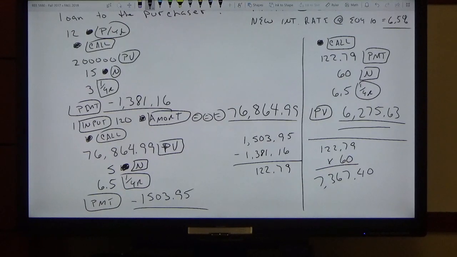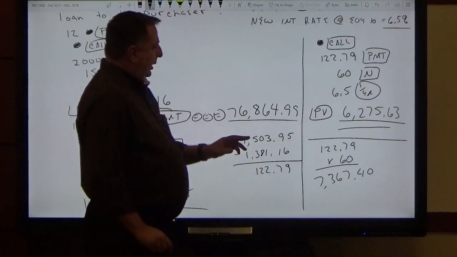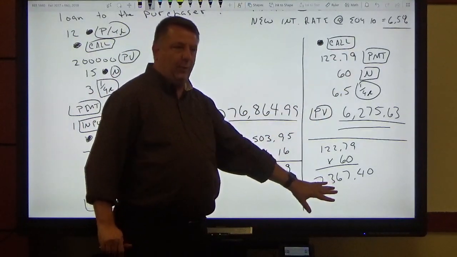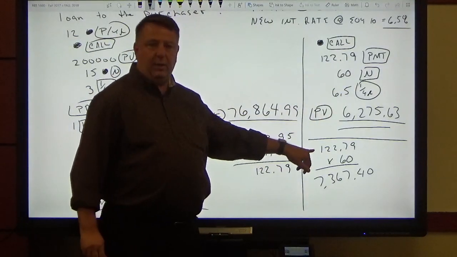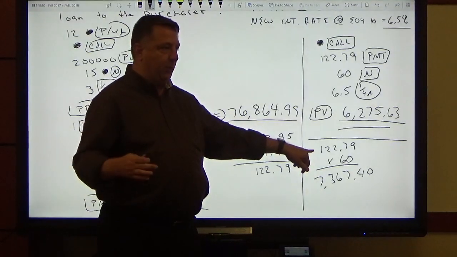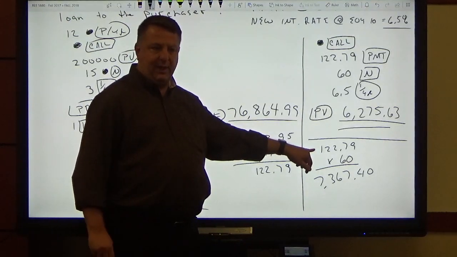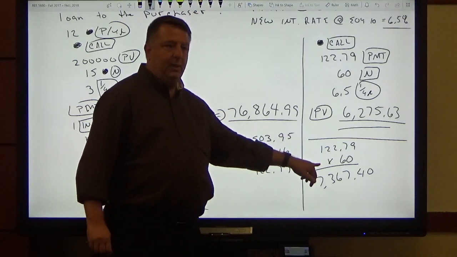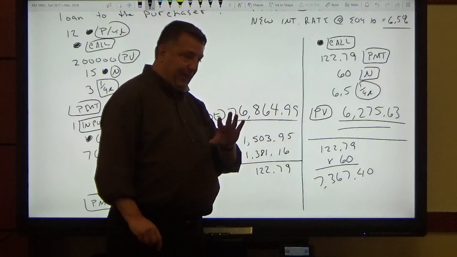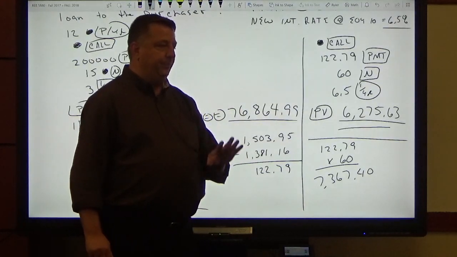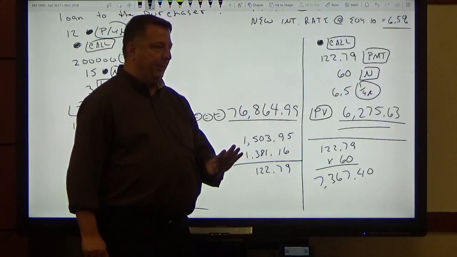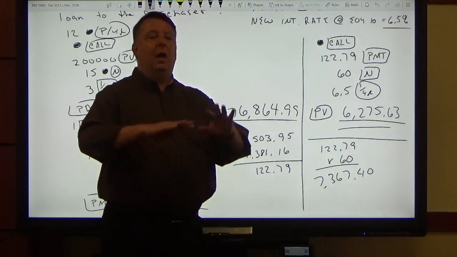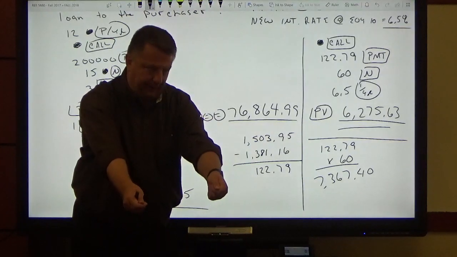One second. Okay. So the simple math, ignoring this for a second up here, just focusing down here. Your savings on a monthly basis on this assumable loan would be $122.79 per month for 60 months. Yes? So, in essence, what we're saving by doing this assumable loan, the purchaser of the property is saving $7,300 of out-of-pocket money, okay?